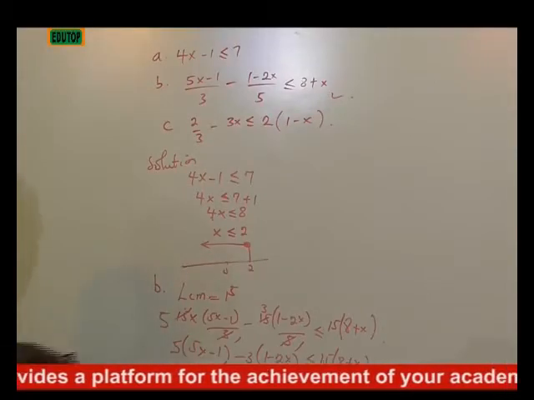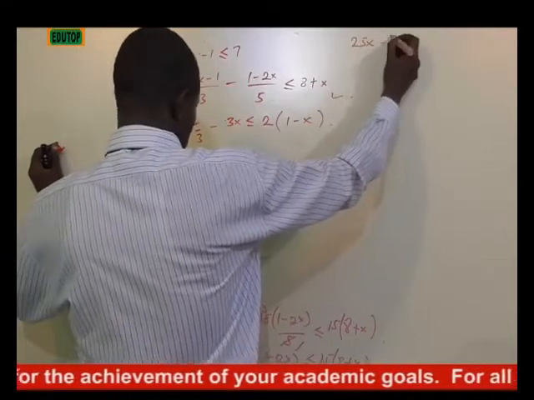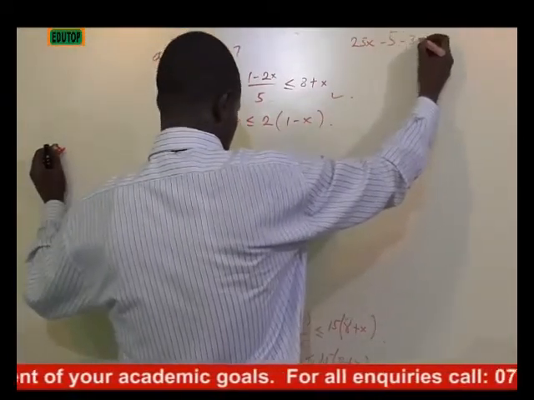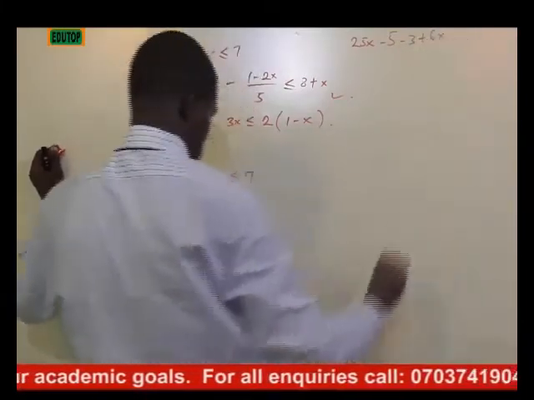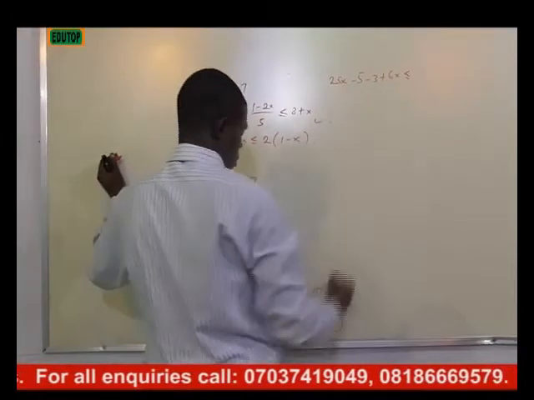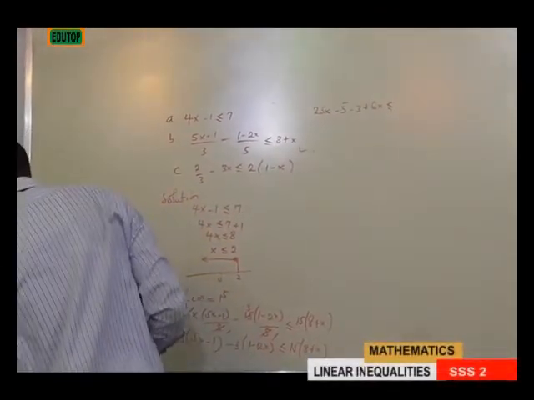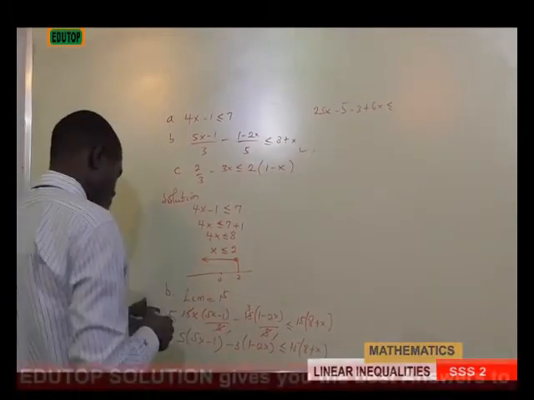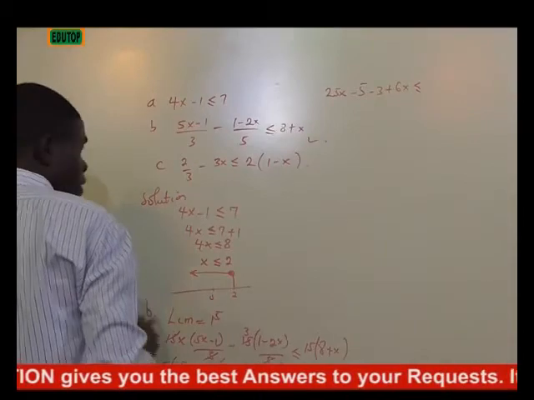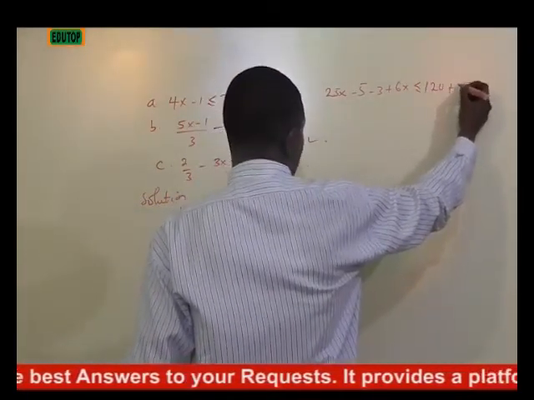That's what you are going to have. Then if you open this, you have 25x minus 5. Open this, we have minus 3 plus 6x. Then this becomes less than or equals to 15 times 8. 15 times 8 will definitely give us 120. So we have 120 plus 15x.